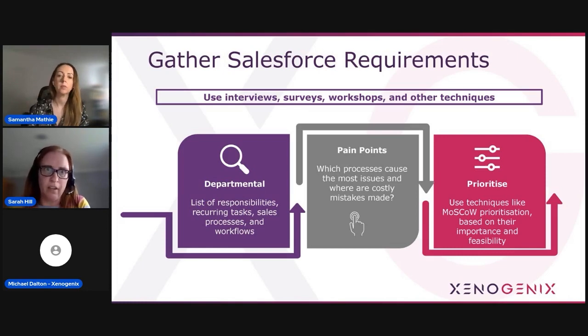So how likely are we going to be able to get this onto Salesforce? You can use techniques here such as MoSCoW prioritization. This is where you take each requirement and rank them based on the ones you must have, should have, could have, and won't have. And when you've got that list of prioritized requirements, you really want to document them in a real clear and concise way and validate them with your stakeholders.